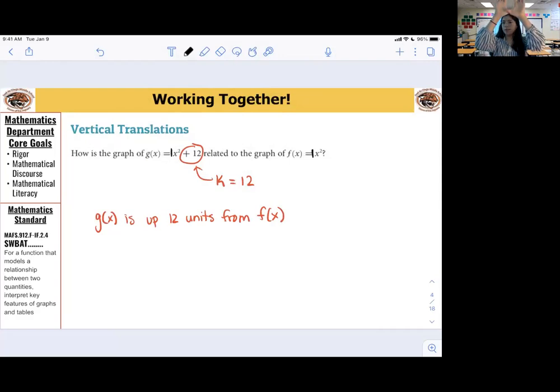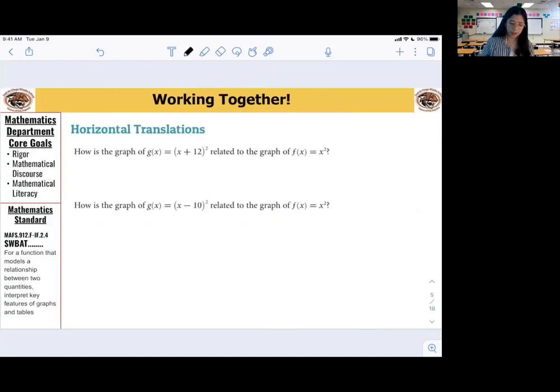Does it get wider? Skinnier? Does it flip? No. Nothing else happens because the only thing that I changed was the constant, the value of k. I did not change the value of a or h at all, just k. Is that okay? We understand that? Yes. Awesome. Okay, here's a couple more.